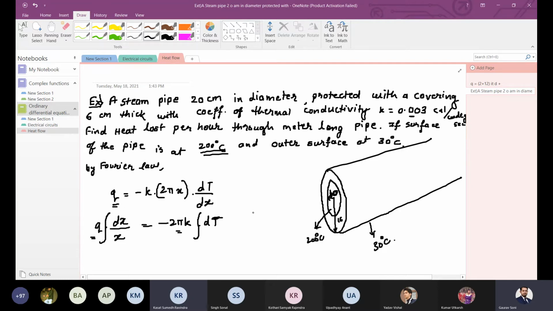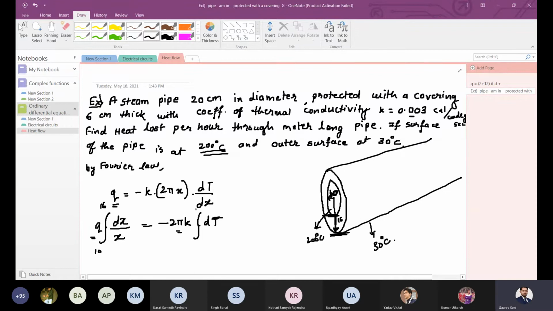Yes, sir. Thank you. Now, what is x? We saw that x is a distance along the normal. Your heat is going to start flowing from the inner surface and it will go to the outer surface. So x will be running from 10 to 16.